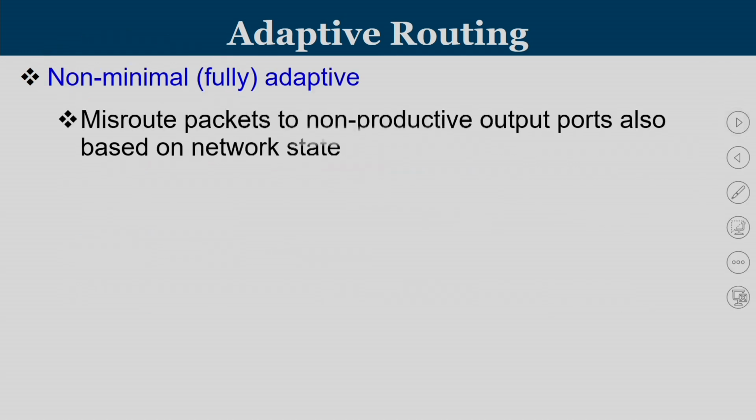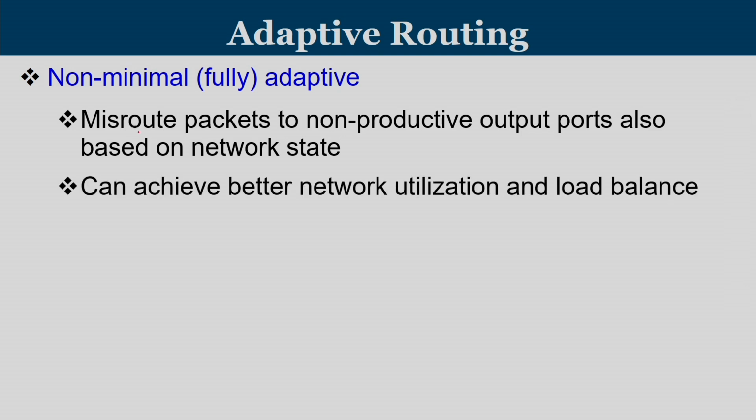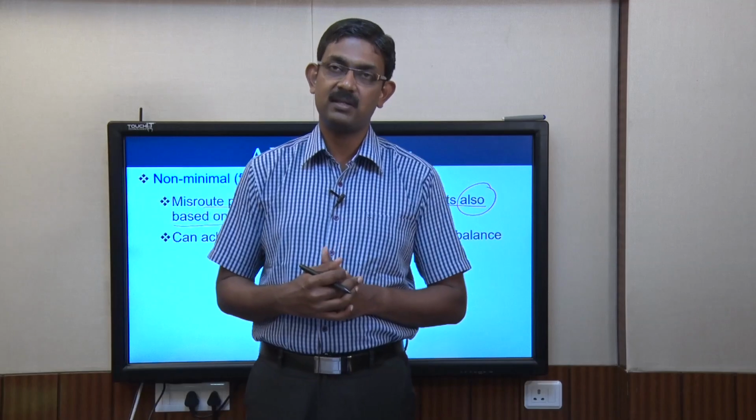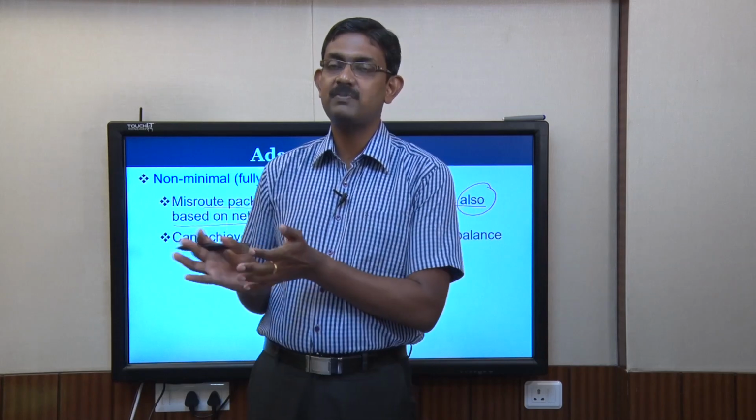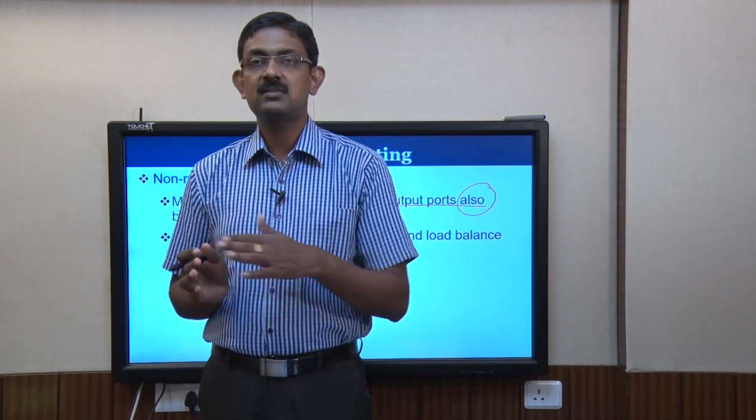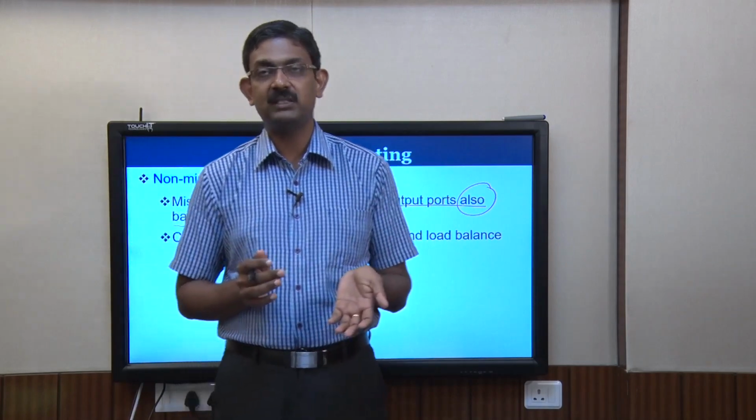The second category is called non-minimal or fully adaptive routing. It may misroute packets to non-productive output ports also, though this is not compulsory, and it is based on network state. Here also you consult the downstream routers in a non-minimal scenario. Some of the ports may take you closer to the destination, some ports may take you away from the destination.